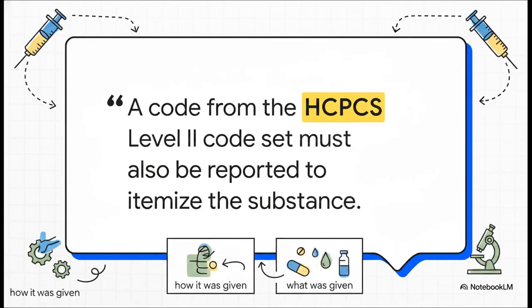We have a final golden rule of procedure coding. As the guideline clearly states, when you report the administration of a medication or other substance, a code from the HCPCS Level 2 code set must also be reported to itemize the specific therapeutic substance that was administered. You literally must pair your PCS administration codes with the HCPCS Level 2 codes. One code tells us exactly how it was given, and the other tells us exactly what was given.